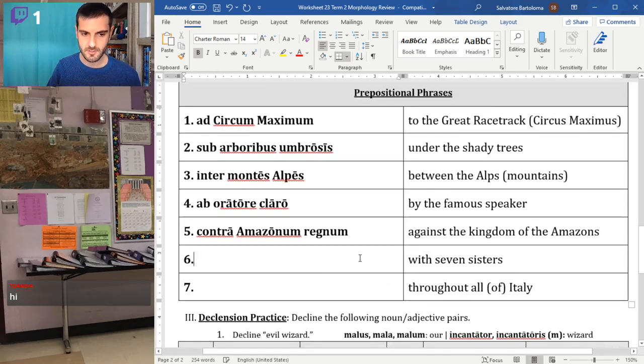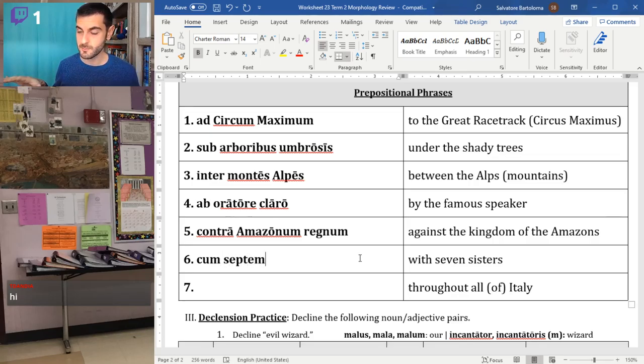With seven sisters. So our preposition is, of course, cum, with. The word for seven, septem, is indeclinable. Remember we talked about numbers. They don't really change forms after one, two, and three. Numbers are just what they are. So septem is always just septem. Soror, I need to make it ablative because it's cum, and I need to make it plural because there are seven of them. So sororibus, cum septem sororibus, with the seven sisters.